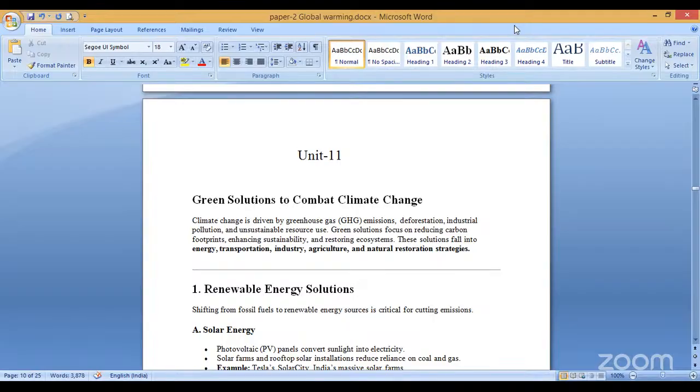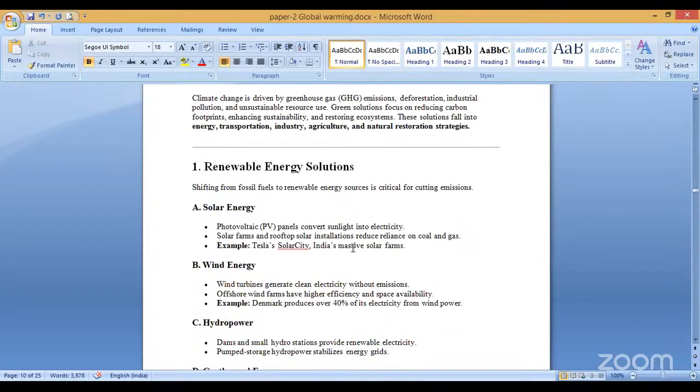Shifting from fossil fuels to renewable energy resources is critical for cutting emissions. In that one, we discussed solar energy. Photovoltaic panels convert sunlight into electricity. Solar pumps and rooftop solar installations reduce reliance on coal and gases. These are the two topics under solar energy. The example is Tesla Solar City and India's massive solar farms.